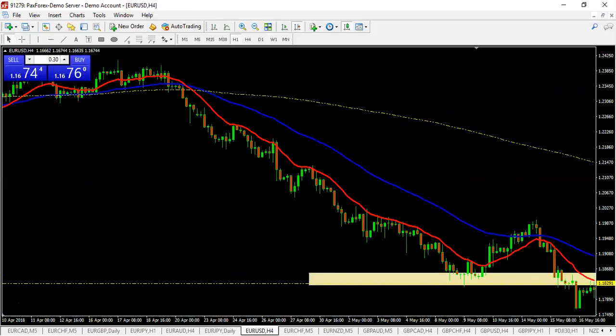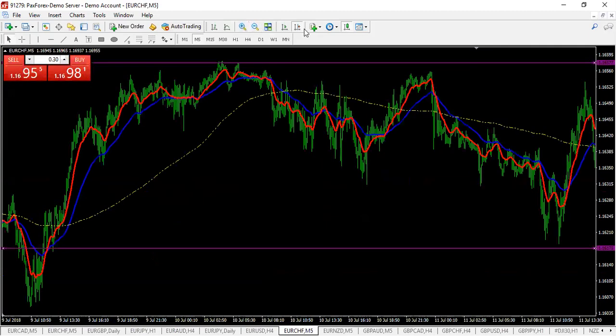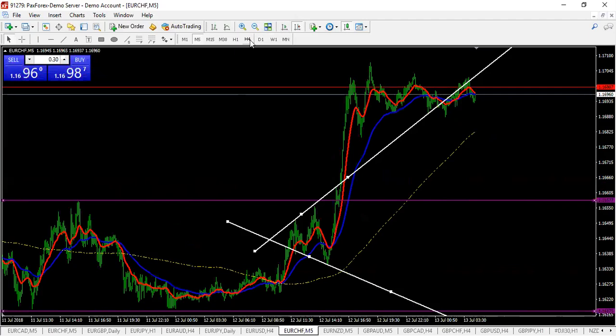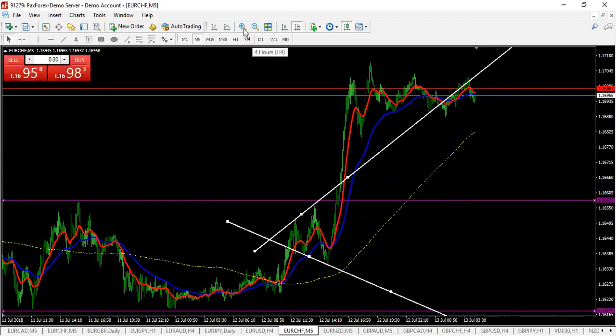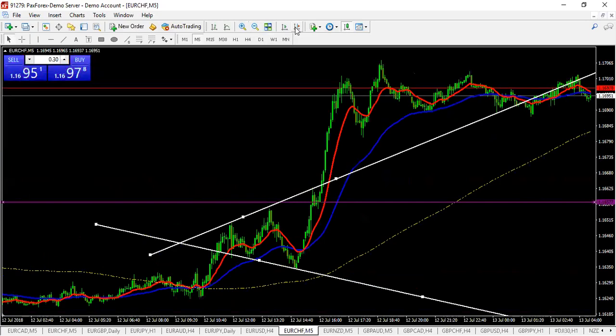Let me see if I've already got anything drawn up. Okay, this is one that I was looking at a little earlier. This is Euro CHF, and you can pretty much do this with any pair, to be quite honest. What you want to look for when you're using trend lines is, again, those support and resistance areas. This is the only time that you may use wicks of candles. Apart from trend lines, I don't pay attention to wicks much at all.